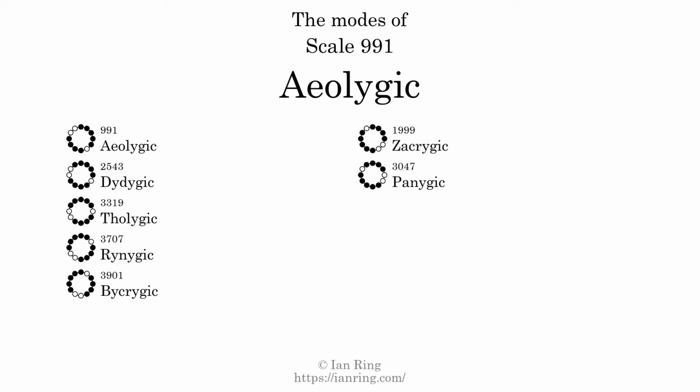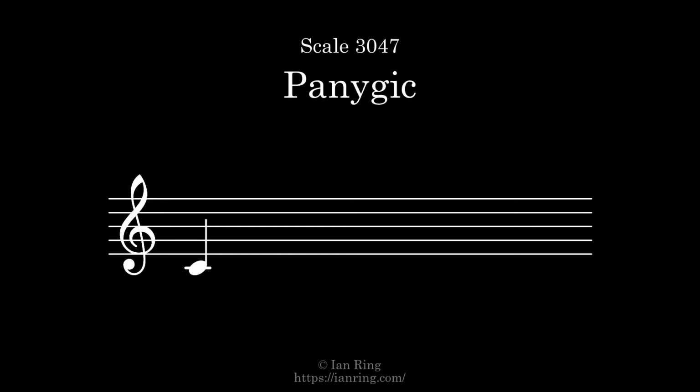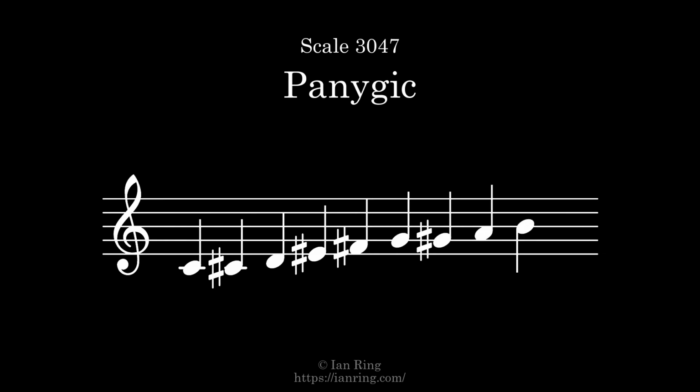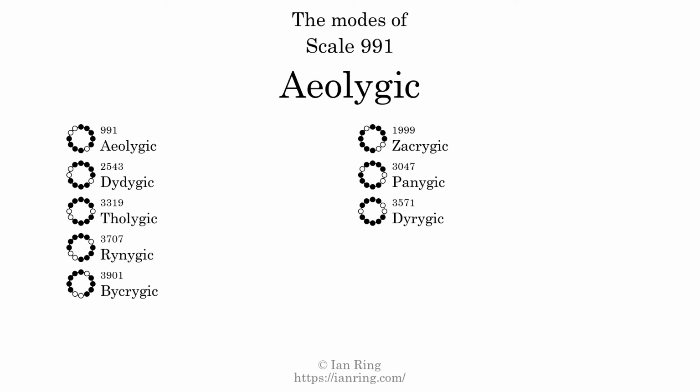The seventh mode is scale 3047, also known as panegyric. It sounds like this. The eighth mode is scale 3571, also known as diegetic. It sounds like this.